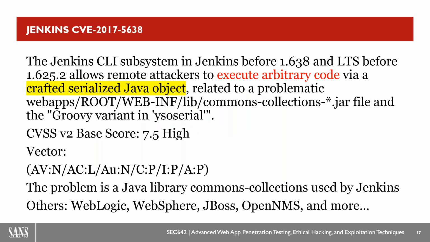Let's look at another one. This one's a little older. This one's from 2017, CVE-2015-5638, Jenkins. If you're not familiar with Jenkins, it's something you use to automate code compiling and regression testing. It's used in development environments, so it often has access to a lot of really critical, important aspects of an enterprise where you do your own development. It lets you execute arbitrary code via something special, a serialized object.